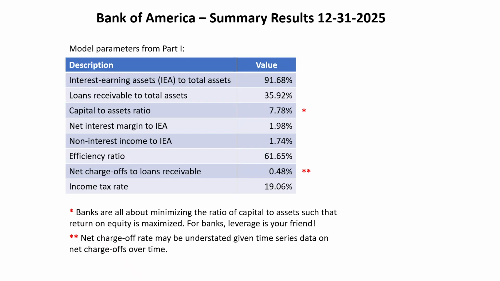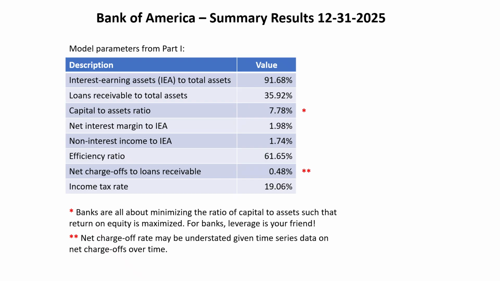In this slide, we present the model parameters from part one, again for Bank of America. These are the parameter values that we need in order to calculate a bank's ROA and ROE. But we should note two things. Number one, the capital assets ratio of 7.78%.